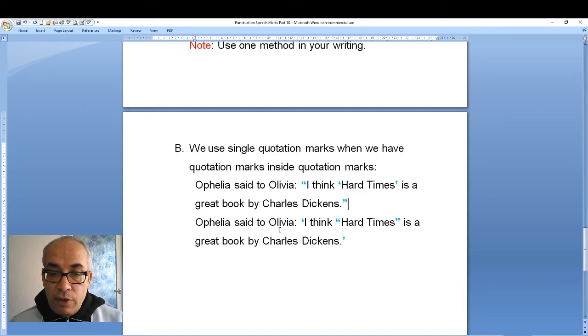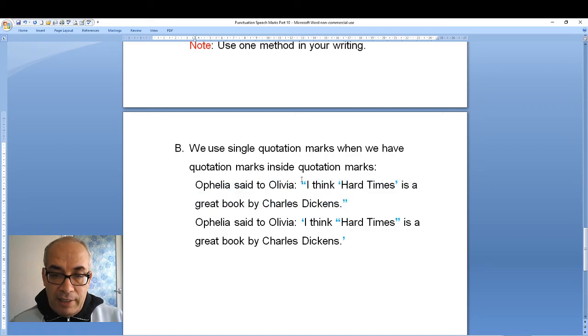I have another sentence for you again, or you can have the other way around. You can start with single, finish with single, and inside it is double. Or start with double, finish with double, and inside it is single. So you can have the single inside the double quotation marks, or you can have the double inside the single quotation marks. This one is better.